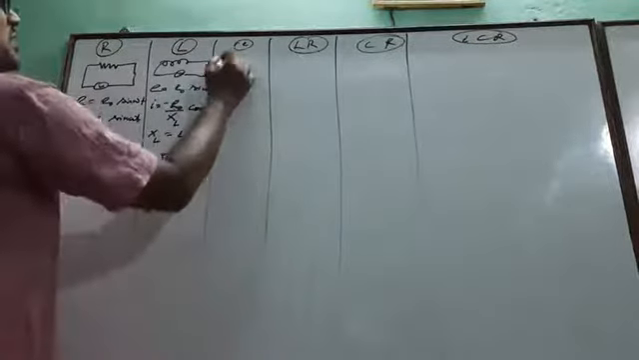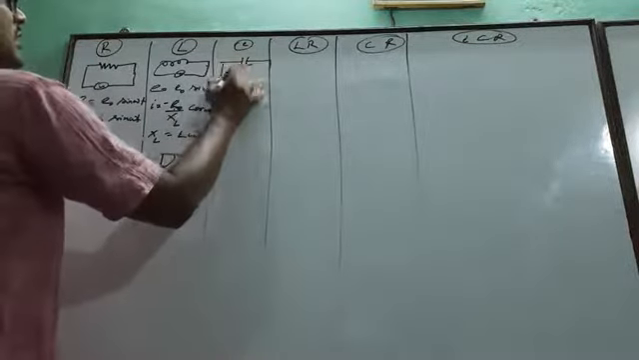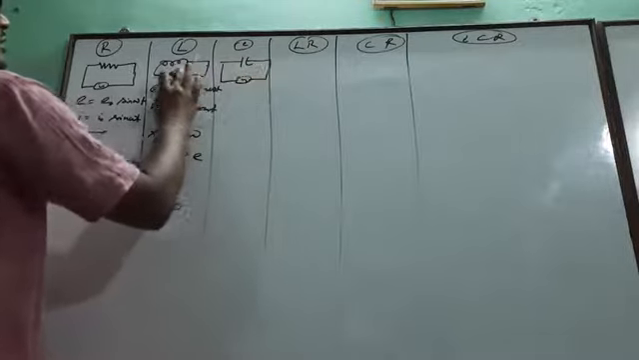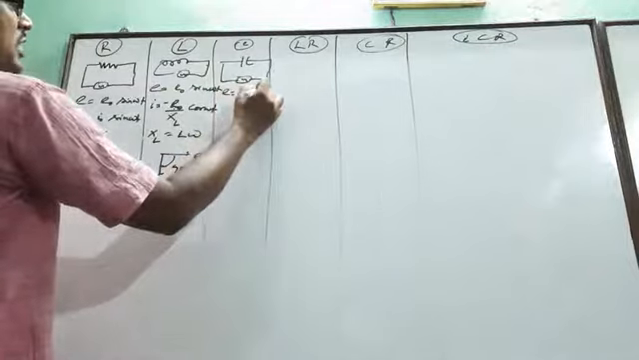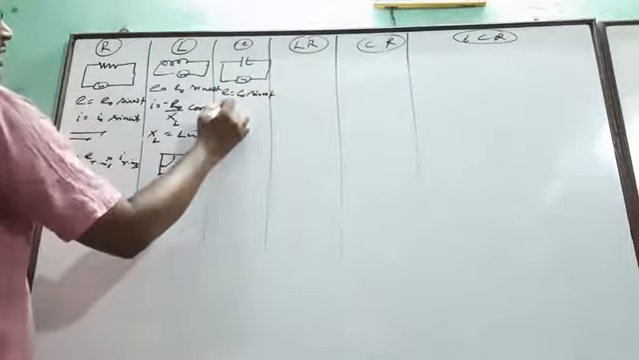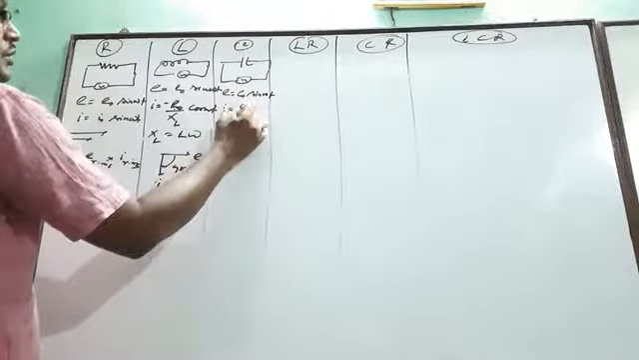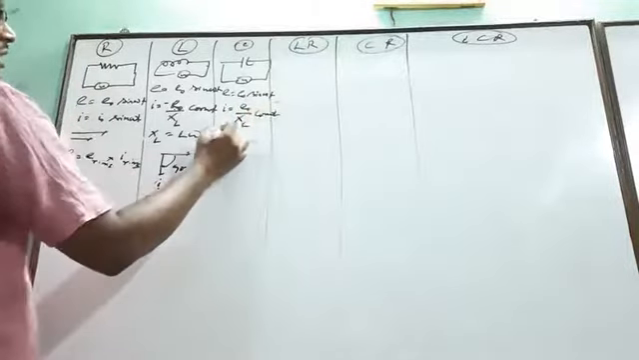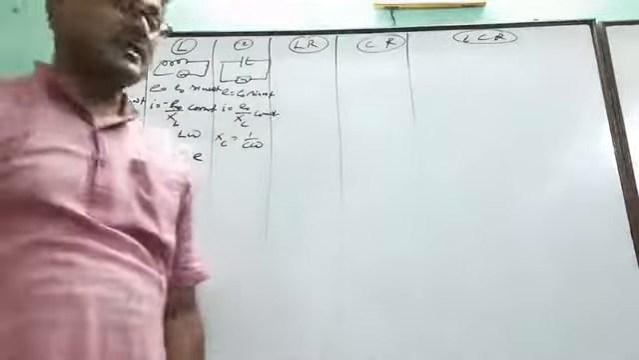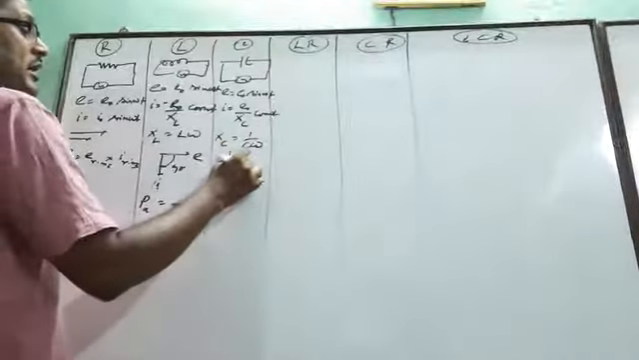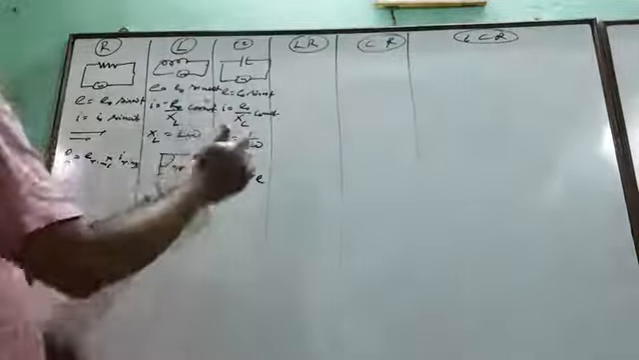Now coming to C. Here also AC is supplied. If E equal to E0 sin omega t, then I equal to E0 by XC cos omega t, and XC equal to 1 by C omega, which is known as capacitive reactance. And here I leads E by 90 degrees. Now I am combining them.